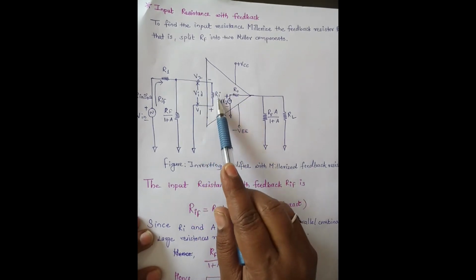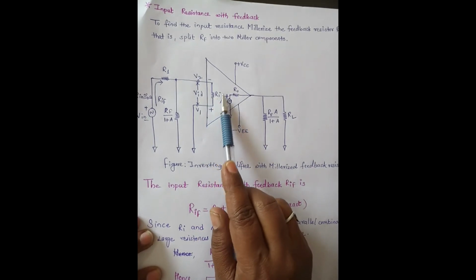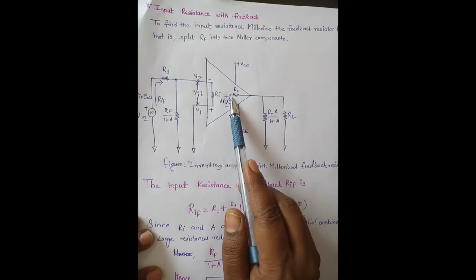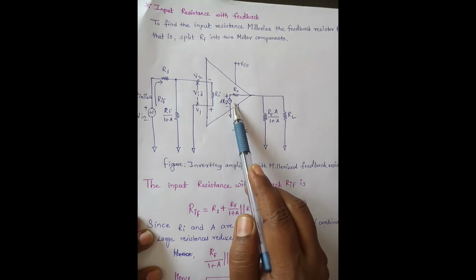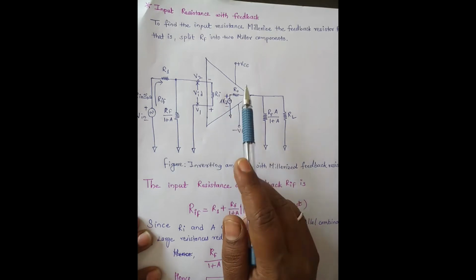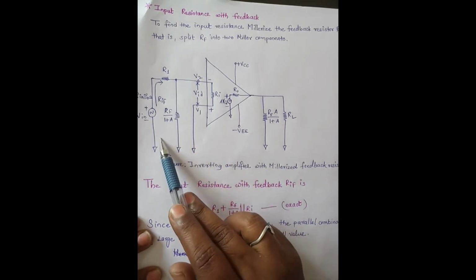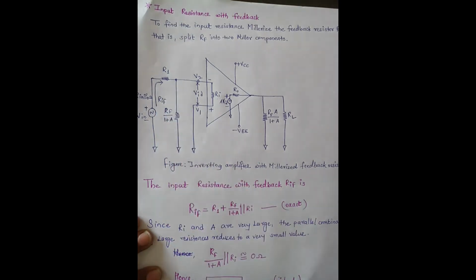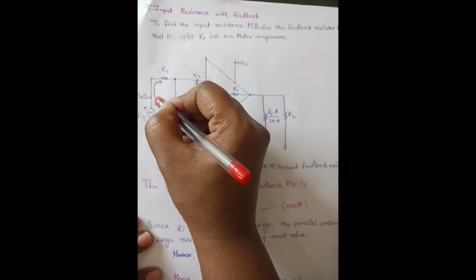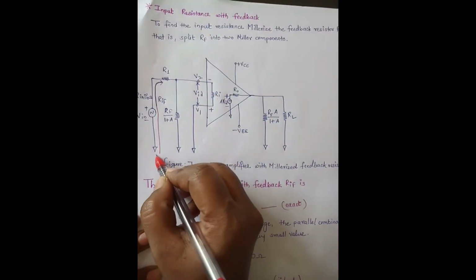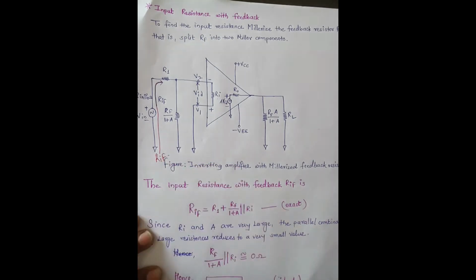In this way we have millerized the feedback resistor RF, and this is nothing but the equivalent circuit of the operational amplifier, which has Ri as the input resistance, R0 as the output resistance, and A into VID as the Thevenin's equivalent voltage source that we have here. With the help of this circuit, now we are finding out the input resistance at the input terminal, as we have provided input to the inverting input terminal. Here we want to find out the input resistance with feedback.